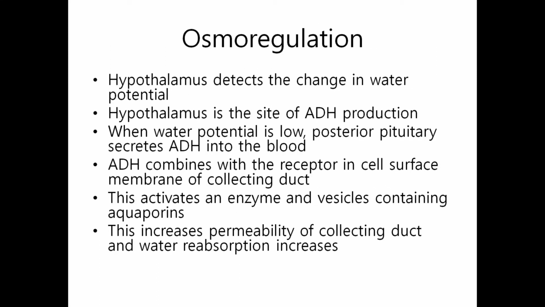Osmoregulation is the control of the water content of the fluid in the body. First, the hypothalamus detects the change in water potential. The hypothalamus is the site of ADH production. When water potential is low, the posterior pituitary secretes ADH into the blood. ADH combines with the receptor in the cell surface membrane of the collecting duct. This activates an enzyme and vesicles containing aquaporins. This increases the permeability of the collecting duct and water reabsorption increases.